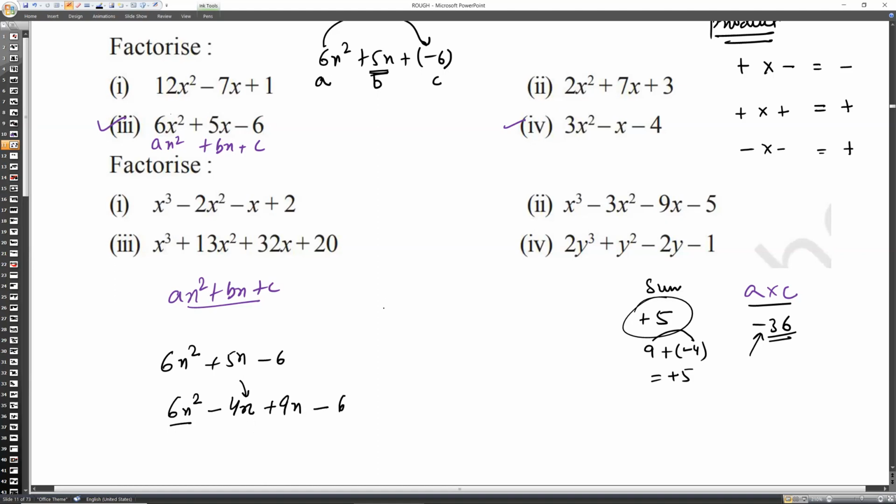What is the benefit of writing it this way? You can write it the other way also, exactly the same: 9x and then minus 4x, then minus 6. But this time, if the third term is negative, you have to take the minus sign out as negative and change the sign of the term inside. Sometimes students forget this and make a silly mistake.